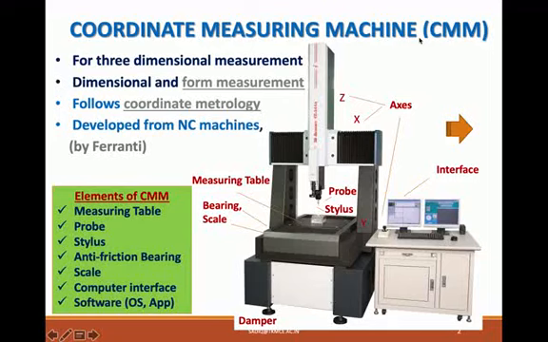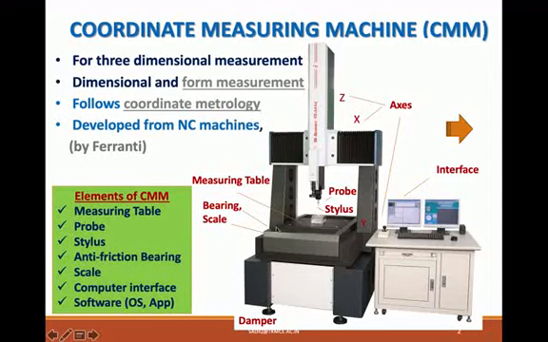The coordinate measuring machine is meant for three-dimensional measurement. By this machine, we can measure both dimensional measurement as well as form measurement. I'll explain form measurement later. Now, the coordinate measuring machine will appear like this, as you see here. It will have a measuring table. There will be a probe, with a stylus at the tip.